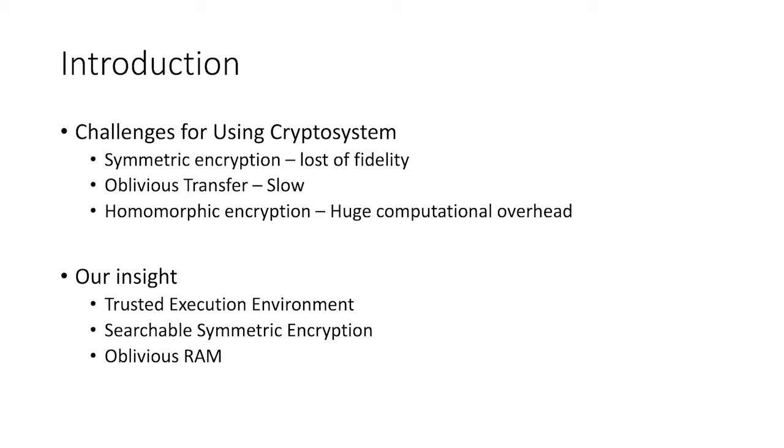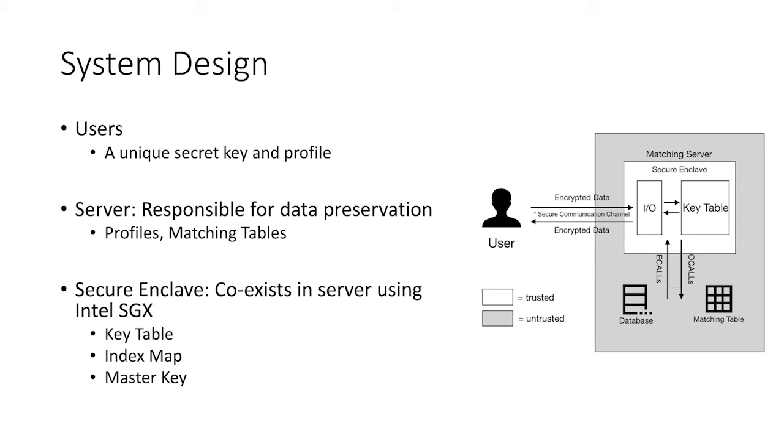So now let's talk about our system design and contributions. There are three components in our model: users, an untrusted server, and a secure enclave that coexists in the server and is created using Intel SGX. Each user will have a unique secret key that is known to the user and the secure enclave. The untrusted server is responsible for storage, such as encrypted profiles and matching tables, which we will discuss shortly. Inside the secure enclave, we have a key table, index map, and the master key that never leaves the enclave.